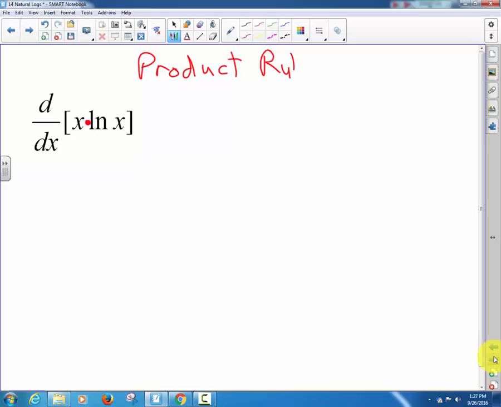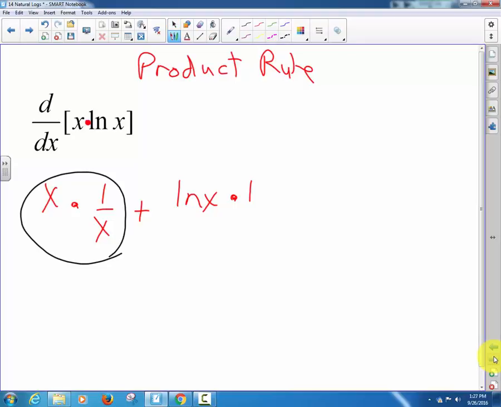Some of you didn't trigger when you were doing that homework. Product rule. Talk yourself through it. First, x times the derivative of ln of x, 1 over x. Plus second, ln of x times the derivative of the first, 1. So this first term right here becomes the number 1, plus ln of x. 1 plus ln of x.